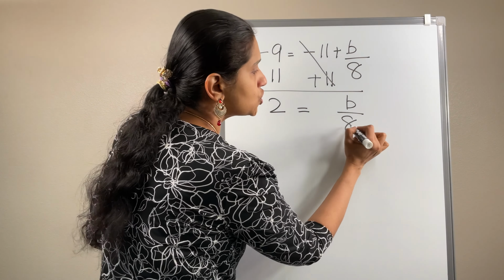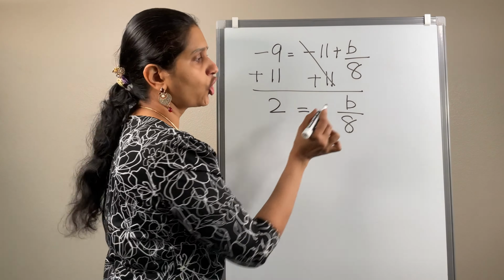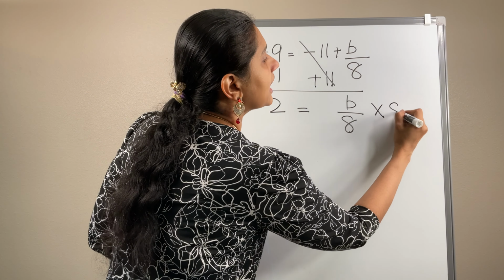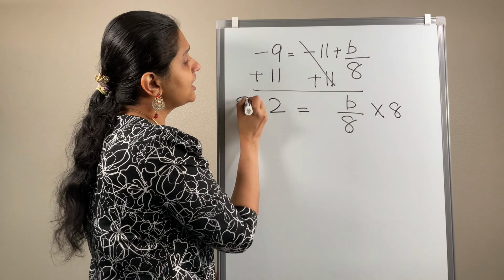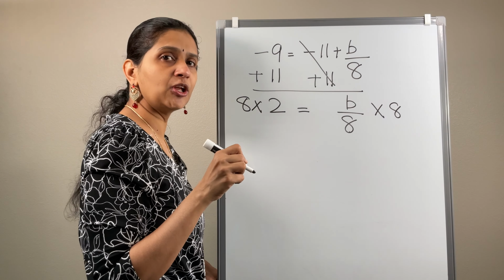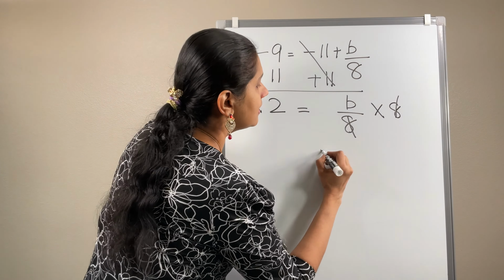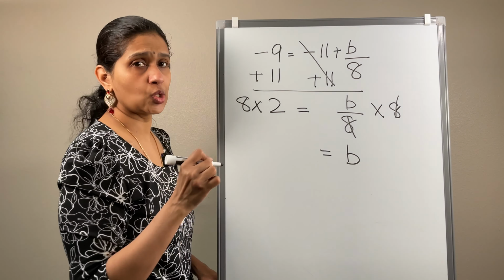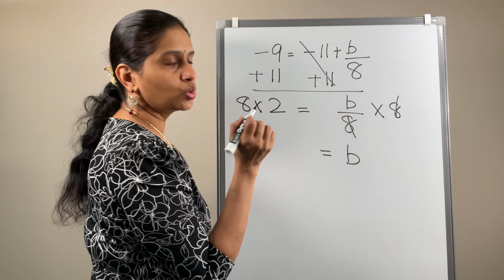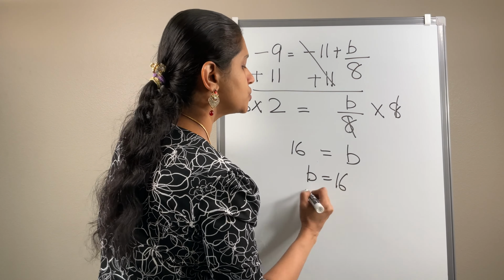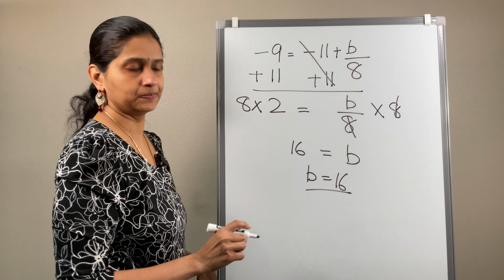Right, now we need to avoid this number 8 in order to isolate the variable b. So in order to avoid that, I am going to multiply by 8 on both sides. So what will happen when you multiply by 8? This 8 and this 8 will get cancelled, and the variable b will be isolated. And 8 times 2 is going to be 16. So b equal to 16 is the solution for this equation.